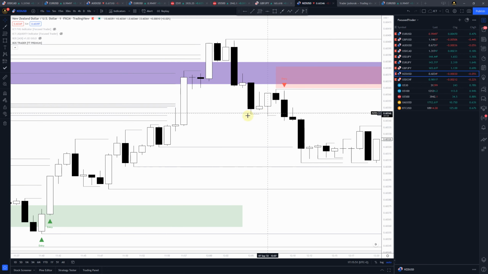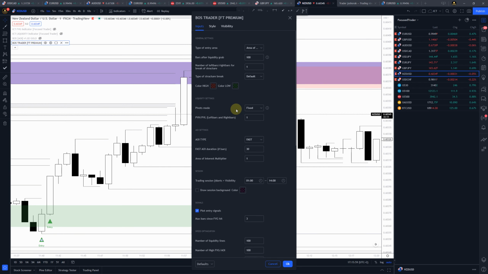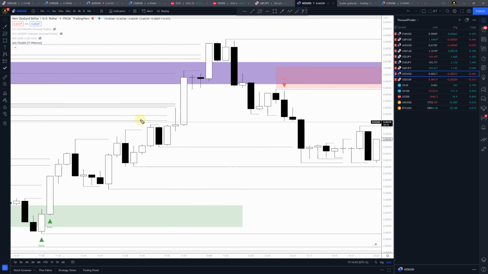We have these lines indicating the structure points, and now how we define the breaking of the structure. There are 3 ways that I'm using in my algos. The first mode is the default, and it means that there is just one candle that closes lower than this structure level.